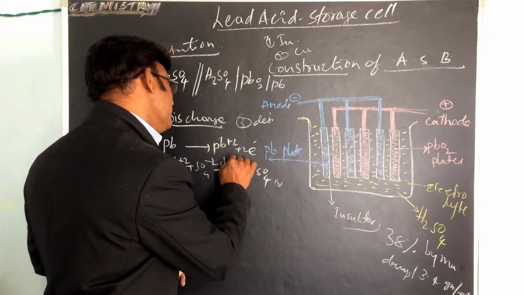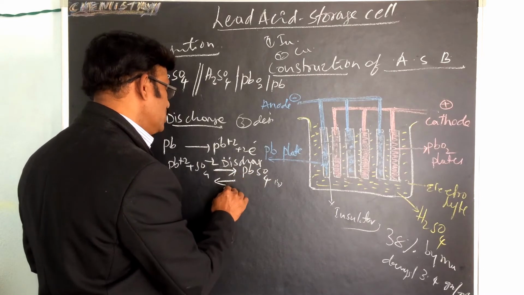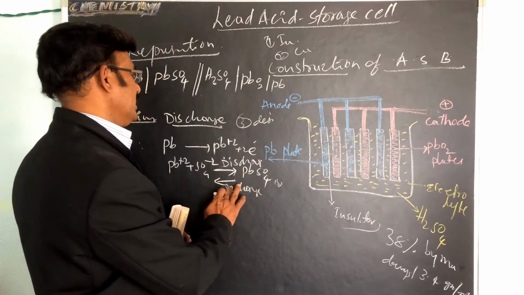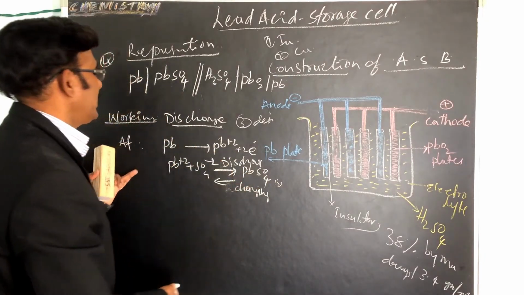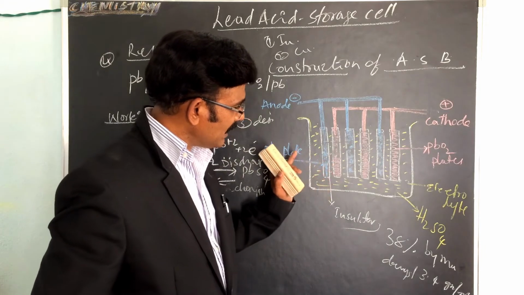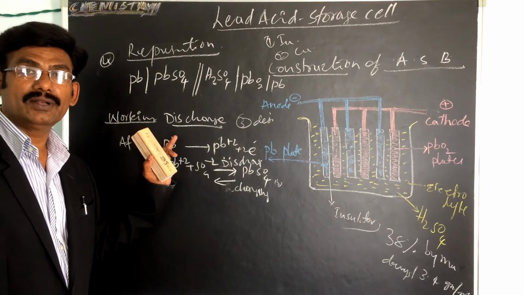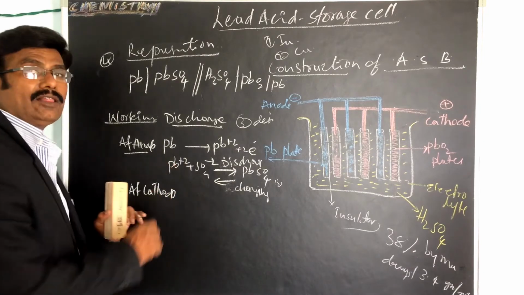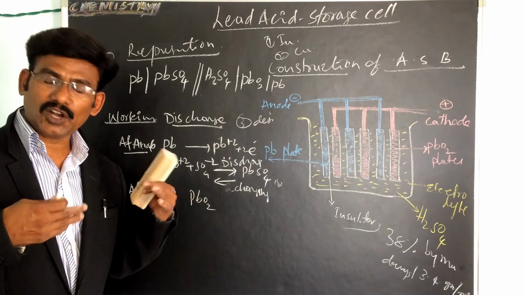So this is discharging, and if it is reversed, it is charging, recharging. You can say discharge and charge. The forward reaction is the discharge, meaning it is working, and the backward reaction is the recharge. Lead loses 2 electrons to form ions and reacts with the sulfuric acid to form lead sulfate. At the cathode, lead dioxide is there. Lead dioxide is reduced to lead plus 2.